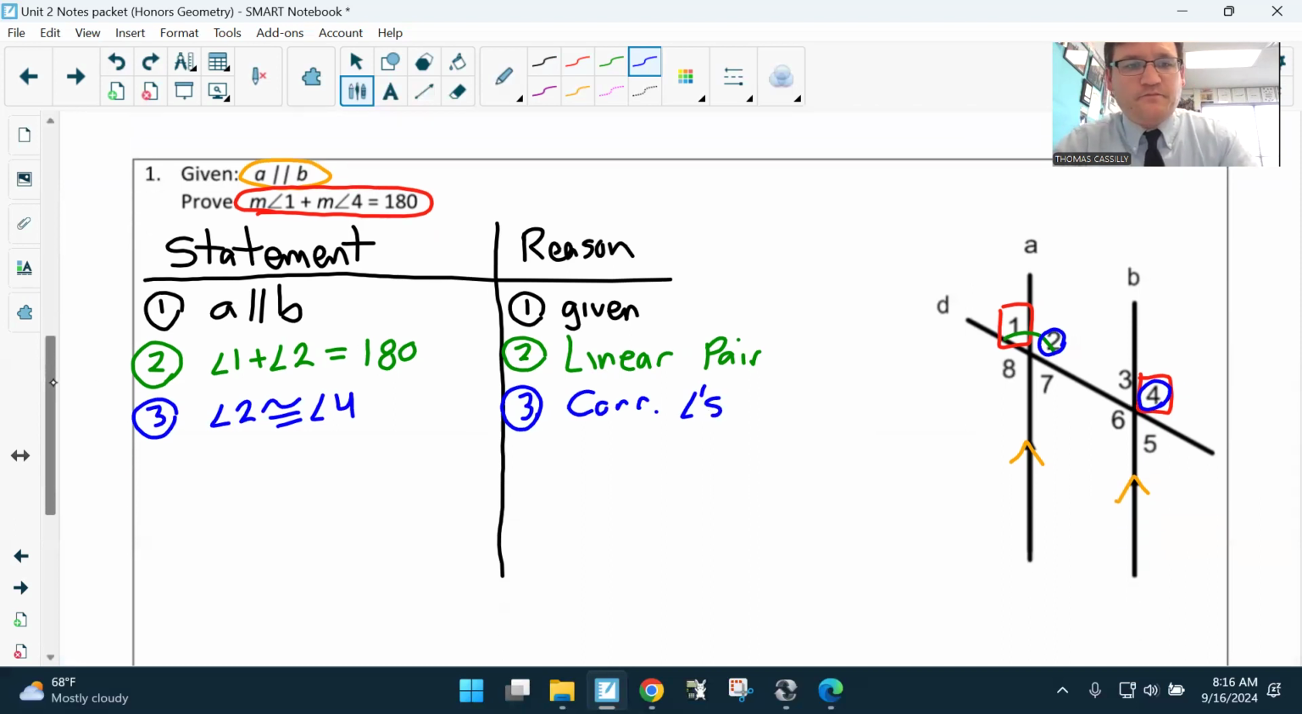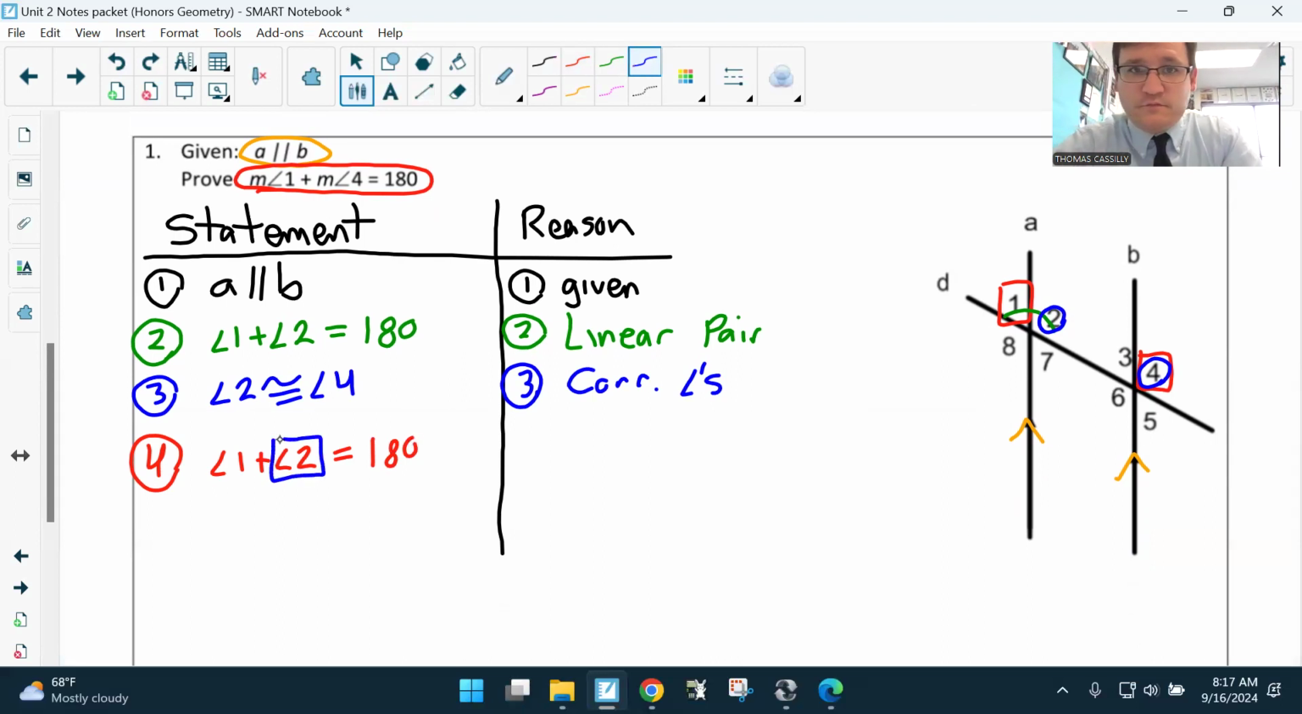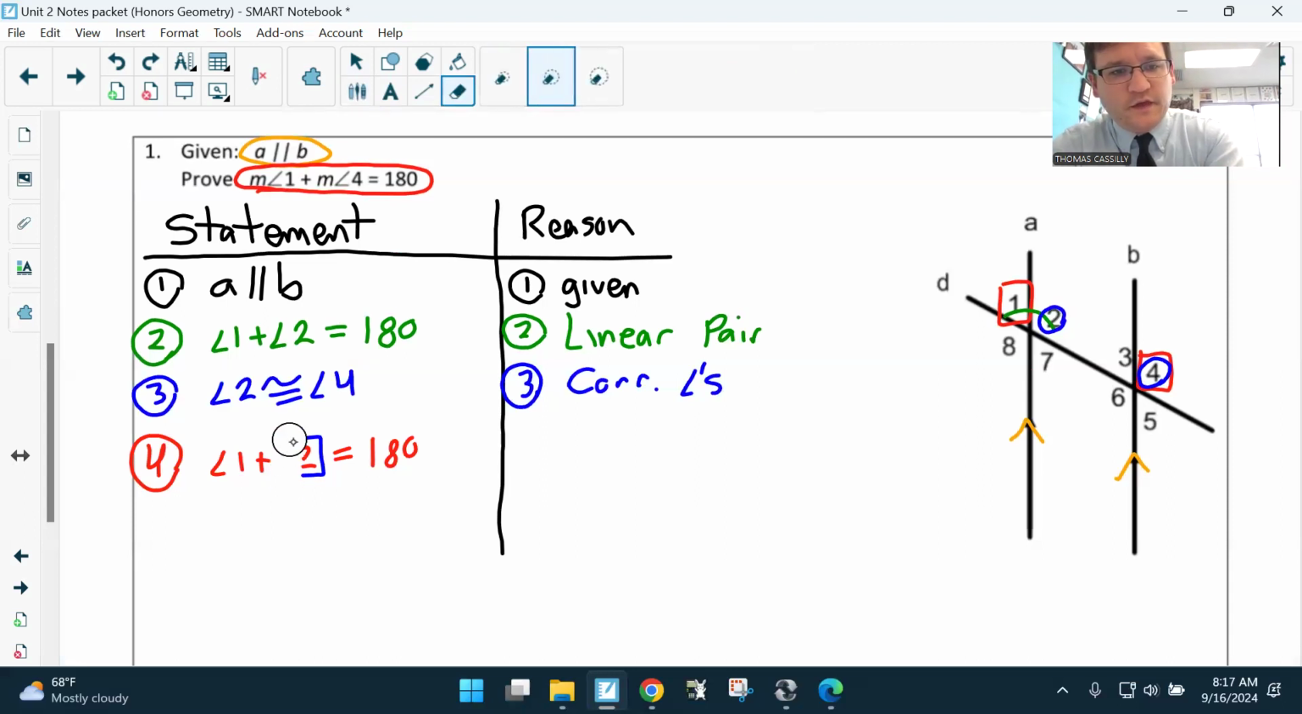Right? So now, here's what I can do in step 4. Now, I've already said angle 1 plus angle 2 equals 180 degrees. All right, so that was step 2. But if I just rewrite that, that's not helping anything. But keep in mind, what do we know about angle 2? Angle 2, we said in step 3, is equal to angle 4. So instead of saying angle 1 plus angle 2, I'm going to say angle 1 plus angle 4 equals 180 degrees.